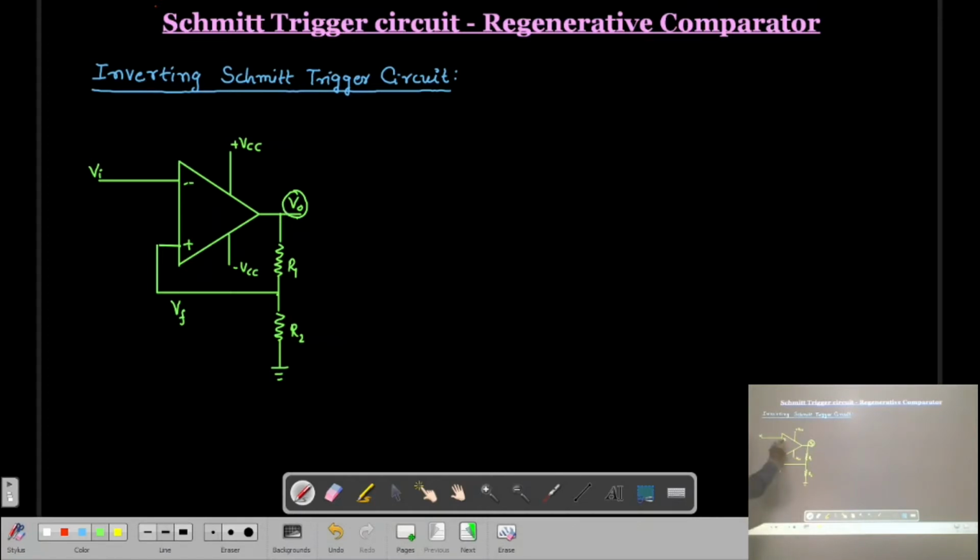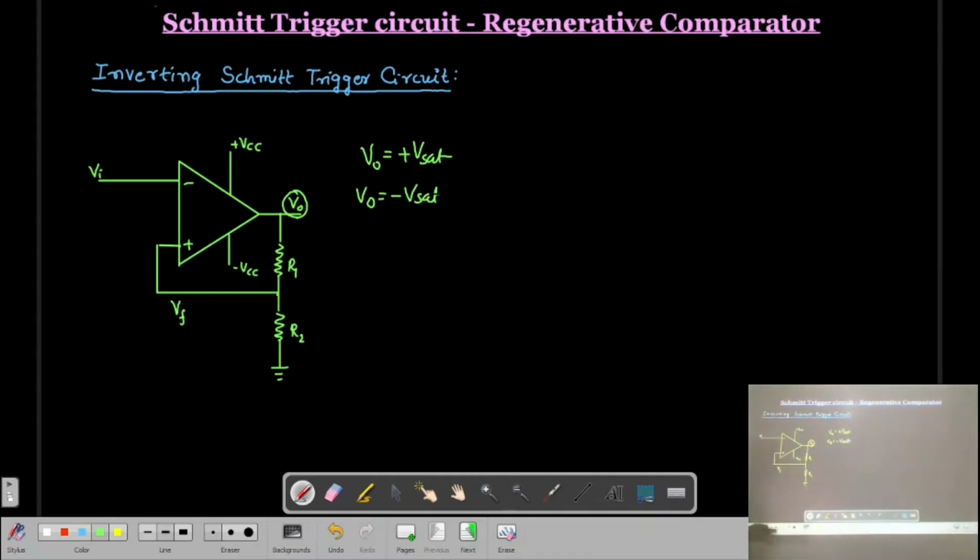The input signal is applied to the inverting terminal of the operational amplifier. Now, due to the positive feedback, the gain of the amplifier is very high, and in that case the operational amplifier will always be in saturation mode. So the output voltage of the operational amplifier will be either in plus V saturation or in minus V saturation.